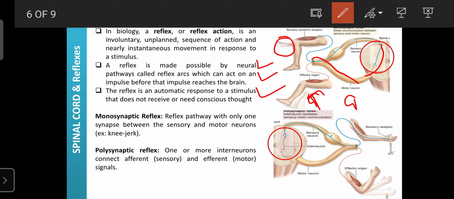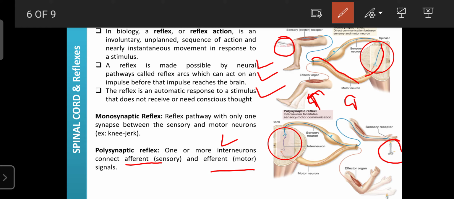And in polysynaptic reflexes, one or more interneurons are involved. They create the connections between the afferent sensory and motor neurons, or motor signals. In such reflexes, there is involvement of one or more interneurons or parts of the brain, and such reflexes are known as polysynaptic reflexes. An example is the withdrawal of the hand from the source of heat.